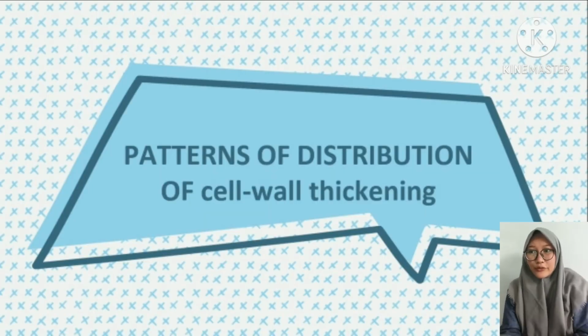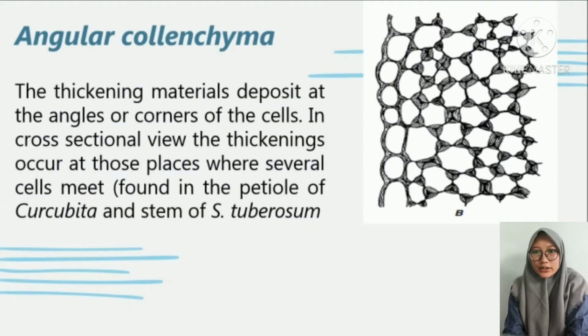And then I will go on to patterns of distribution of cell wall thickening. Number 1, angular collenchyma. The thickening materials deposit at the angles or corners of the cells. In a cross-sectional view, the thickenings occur at those places where several cells meet, found in the petiole of Cucurbita and stem of Solanum tuberosum. The picture was a cross-sectional view of collenchyma in Salvia.